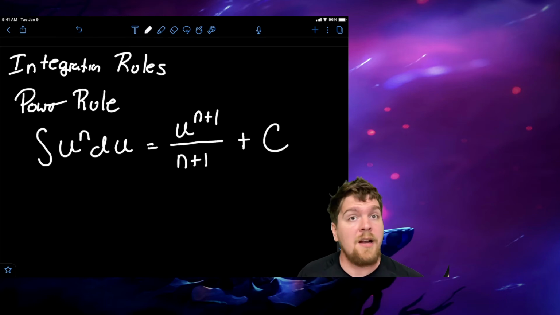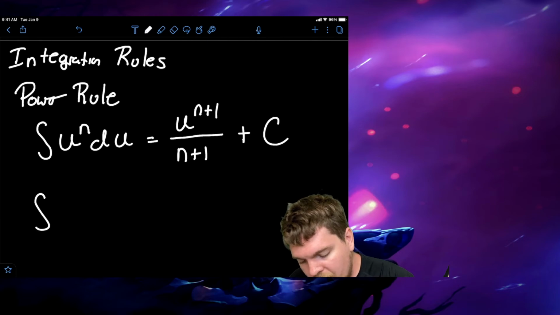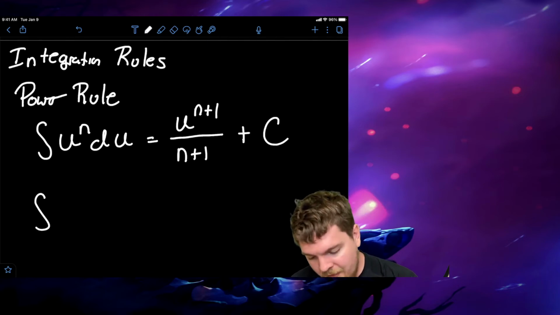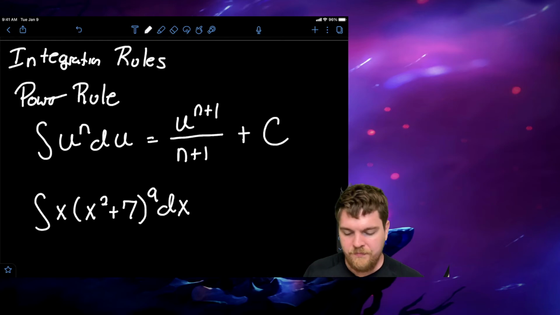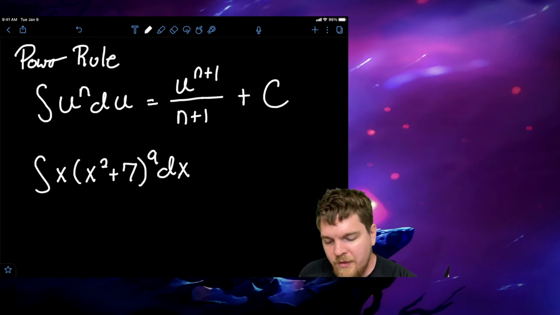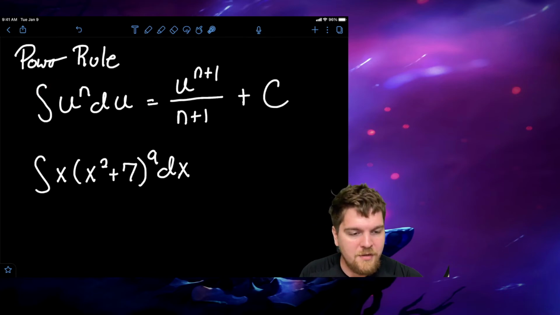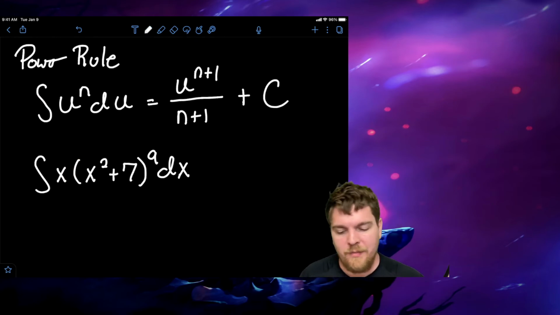So let's actually go ahead and look at an example where we're integrating something of this form. Here we might have something that looks like the integral of x times x squared plus 7 to the 9th power dx. Okay, so this right here does not necessarily look exactly as if it is in this form. It does not look like we are just integrating some u to the n du. However, it is in this form, but this is where integration ends up becoming a little bit trickier.